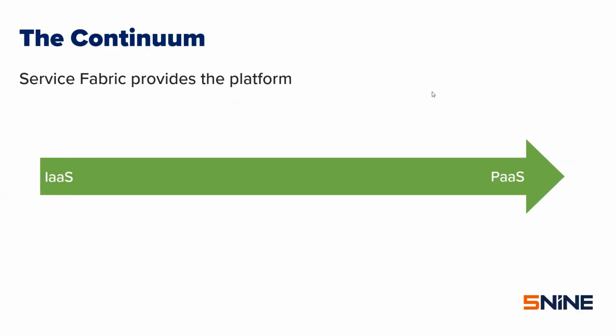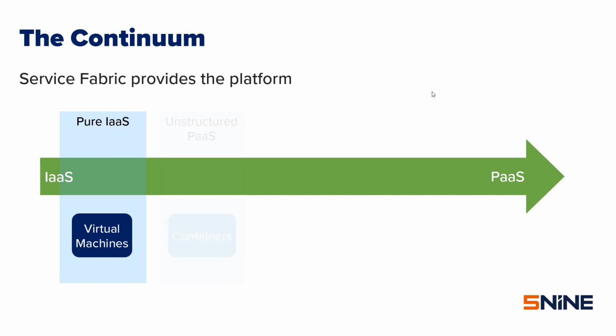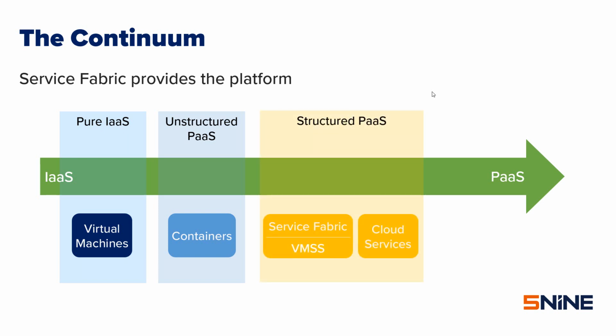The Continuum. So let's talk a little bit about this, where you're bringing your traditional monolithic 3-tier app all the way to really a PaaS application. That journey really starts with where you're at. You have a pure IaaS application, and it's a 3-tier application. The next part of that journey is going to unstructured PaaS, and that talks about containerization technologies like Docker, etc. And then the next part of that journey is structured PaaS.